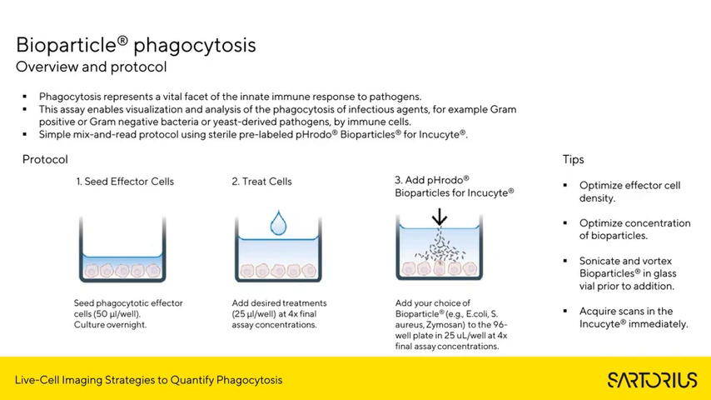And then the third tip is probably the most important one, I would say. So we strongly recommend sonicating and vortexing the bioparticles in a glass vial prior to the addition. And this is to ensure that you don't get any clumps of bioparticles in the assay plate. And lastly, is to acquire the scans in the Incucyte immediately. So the phagocytosis, especially for the bioparticles engulfment, happens quite rapidly. And so we want to make sure that we capture this as soon as possible.